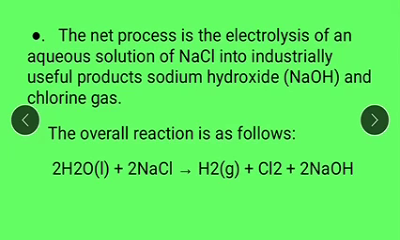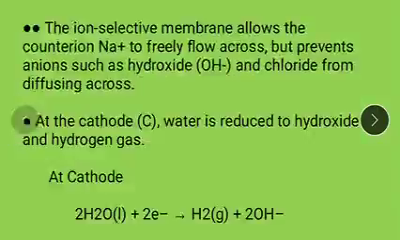Okay, the net process in this electrolysis of an aqueous solution of sodium chloride yields industrially useful products: sodium hydroxide and chlorine gas. The overall net reaction is as follows: 2H2O plus 2NaCl gives rise to H2 gas plus Cl2 gas and 2 moles of sodium hydroxide.